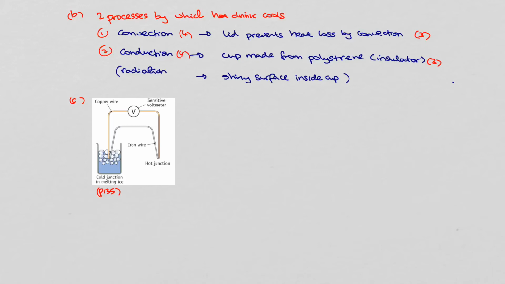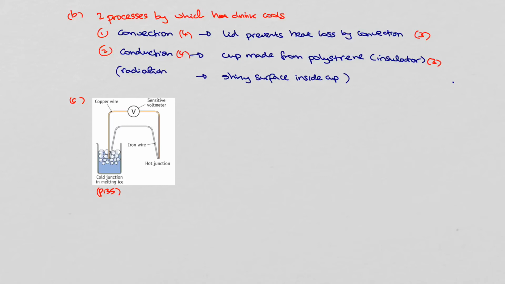So essentially what you have is your 2 metals, your copper and your iron joined together. And then one junction is at a fixed temperature and the other junction has a varying temperature. When that happens, you get a small EMF on your voltmeter, and that's able to be measured. In other words, it changes measurably with temperature.